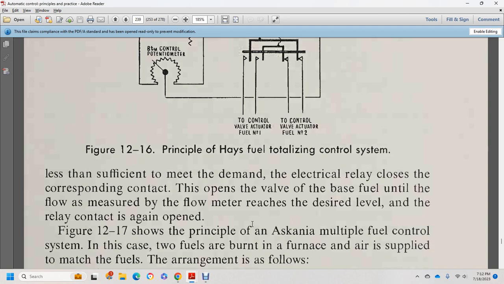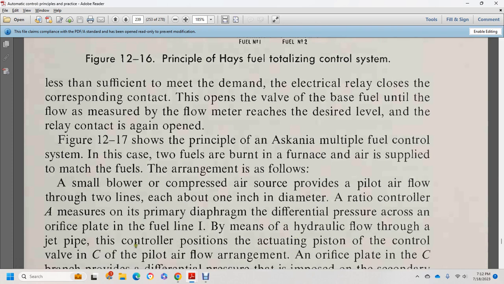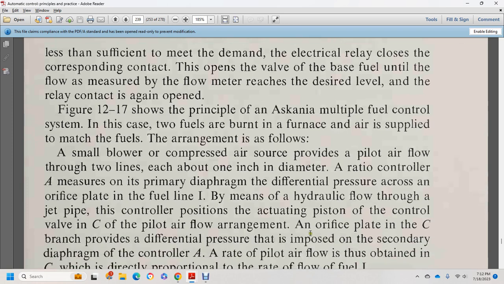In this system, the two fuels are burnt in the furnace. Air is supplied to match the fuel, and the arrangement is as follows. A compressed air supply source provides the pilot airflow through two lines, each about 1 inch in diameter. Ratio control measures the primary diaphragm differential pressure across the orifice from fuel line 1, and by means of the hydraulic flow through a jet pipe, the controller positions the actuating piston with the control valve and the pilot airflow arrangement. An orifice on plate C, with the branch provided, gives the differential pressure as an input on the secondary diaphragm of control A.